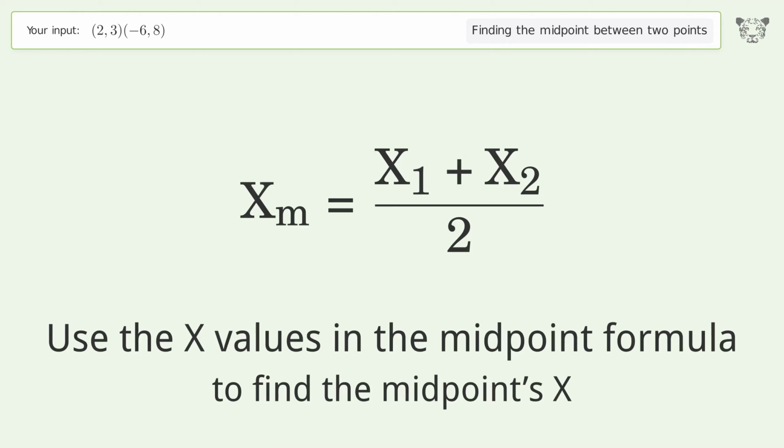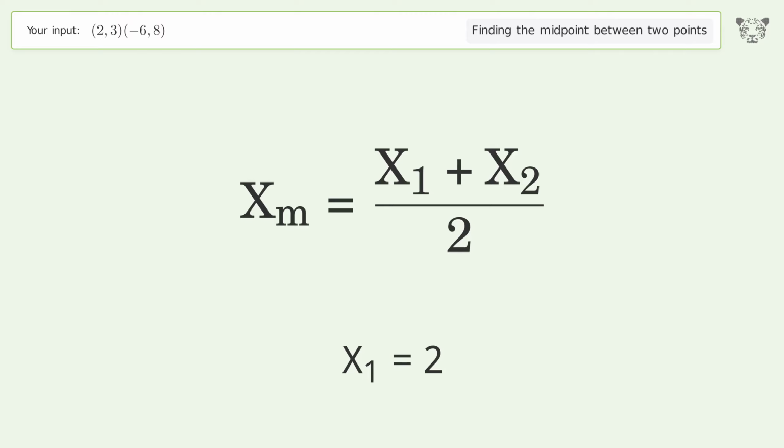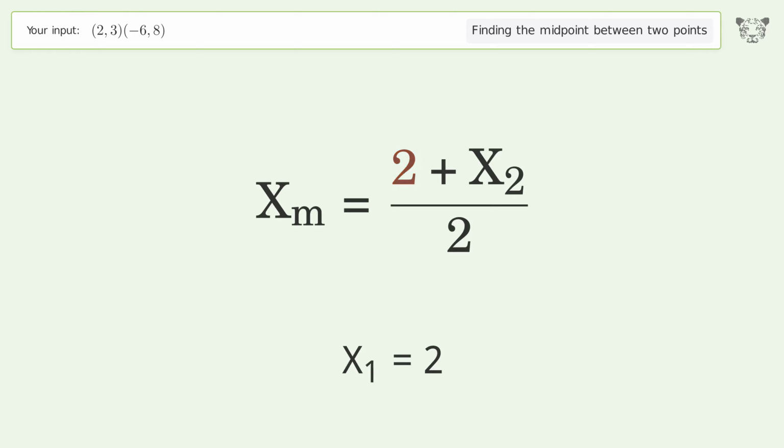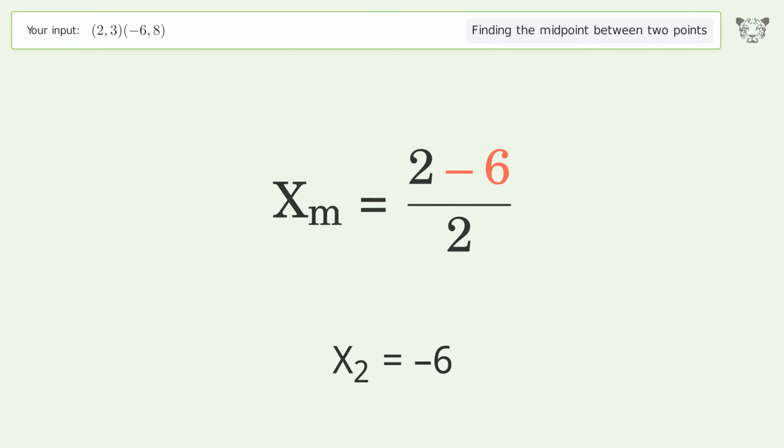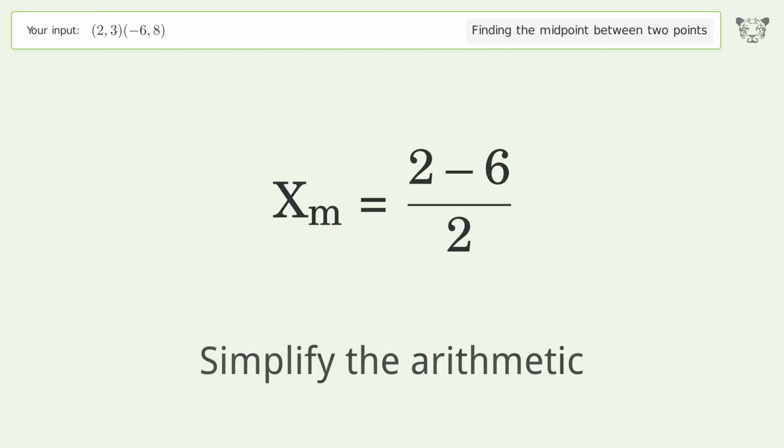Use the x values in the midpoint formula to find the midpoint's x. x1 equals 2. x2 equals -6. Simplify the arithmetic.